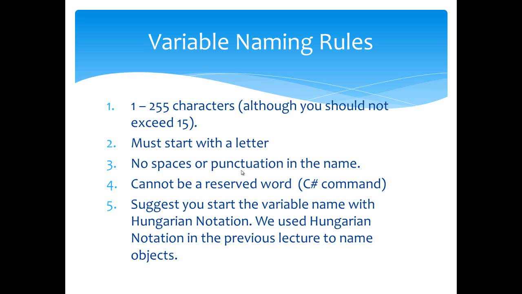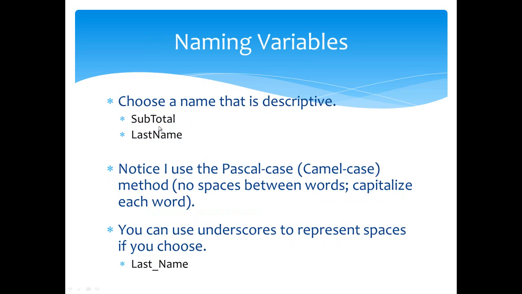And then a couple of suggestions that I have. I suggest a technique called Hungarian Notation. Hungarian Notation is a technique, it's not a programming skill. What it does is it says that you start your variable name off with typically three characters, three letters, to describe what that variable is. Okay, we'll talk about that in just a second here. But let's give some examples of variable names, and then we'll get into Hungarian notation.